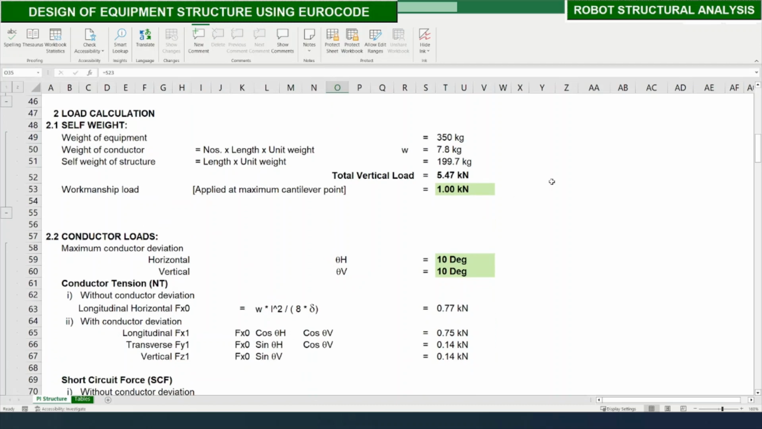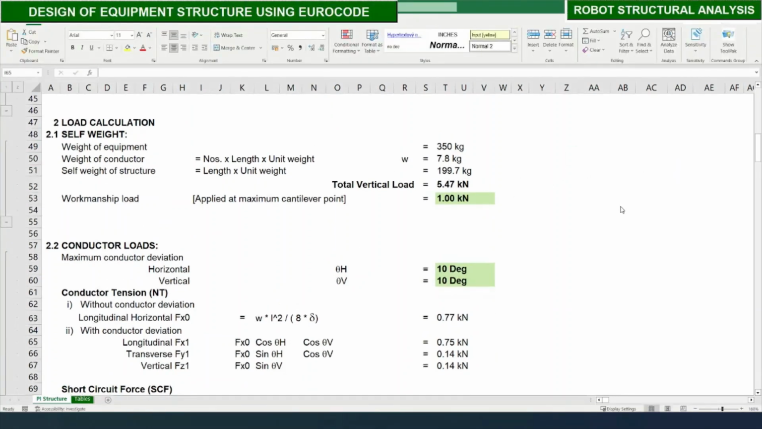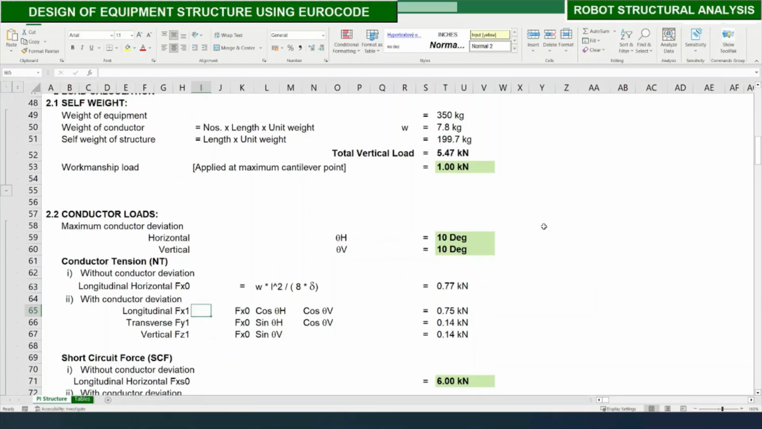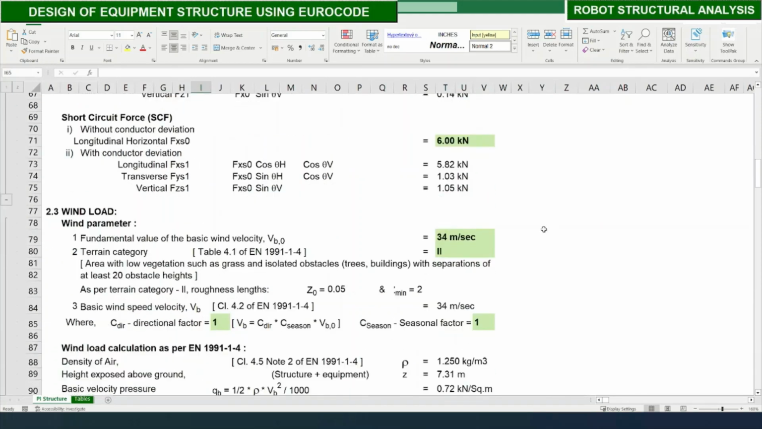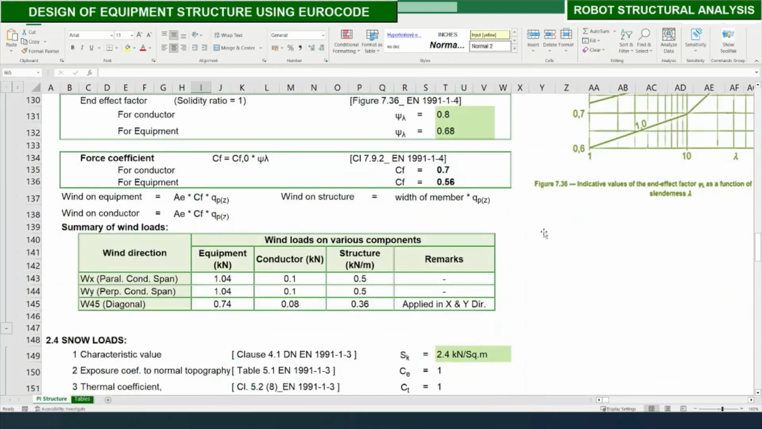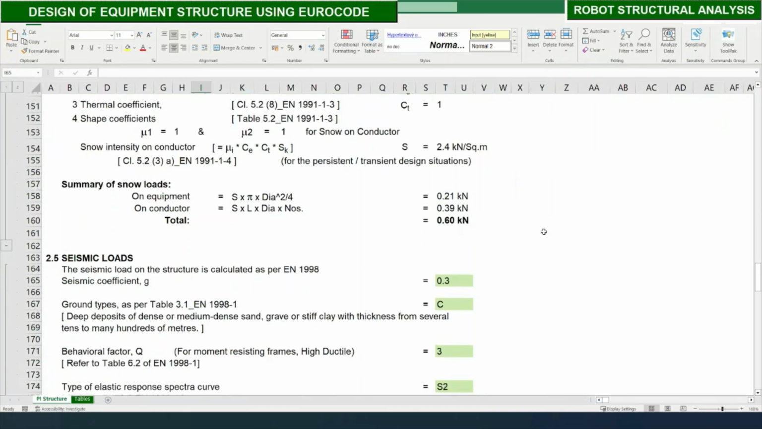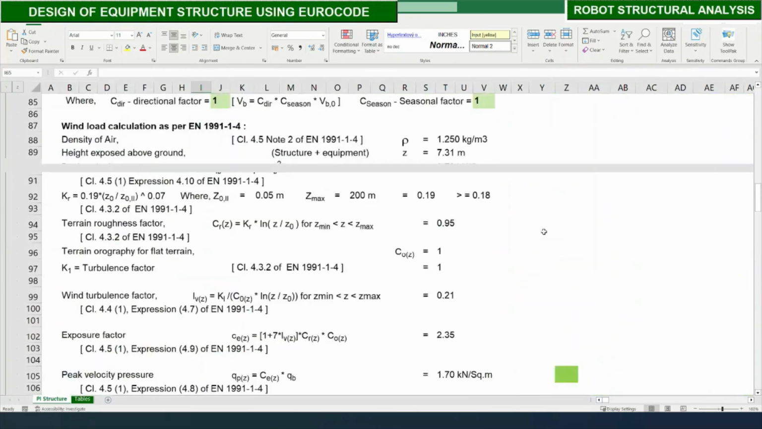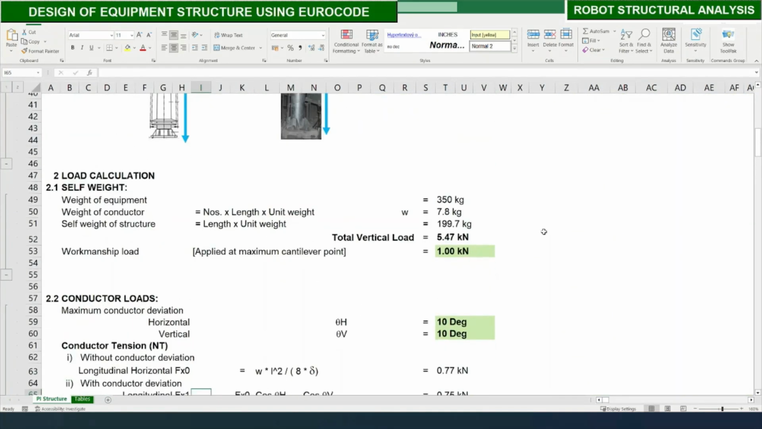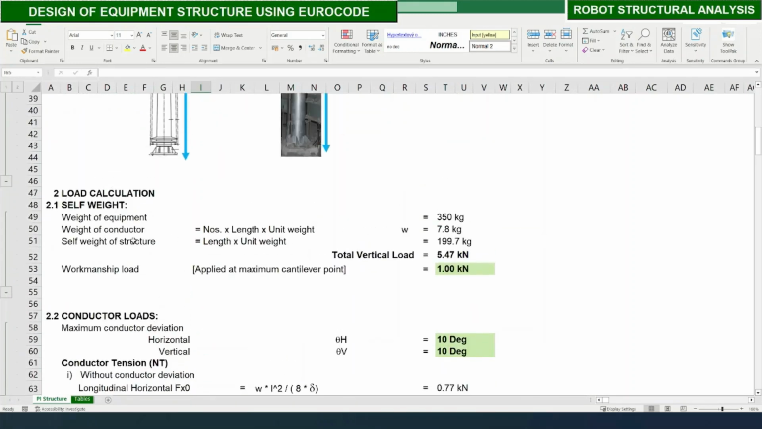Next one is load calculation. Loads we can generally classify as self weight, conductor loads, short circuit forces, wind load, snow and seismic. So there are 5 types of loads we are going to calculate now. Start with the self weight.